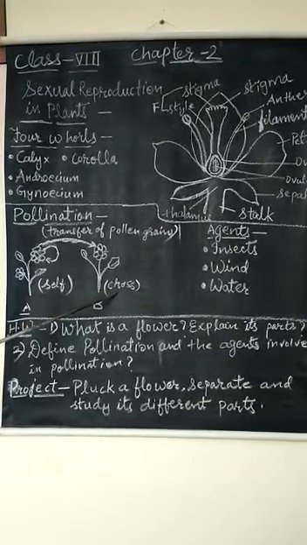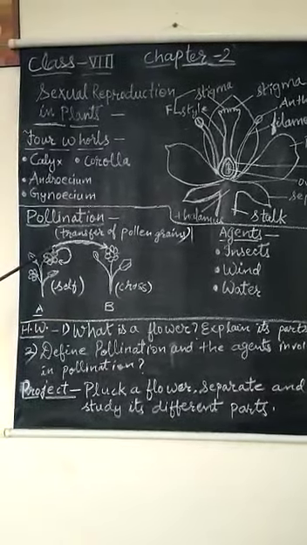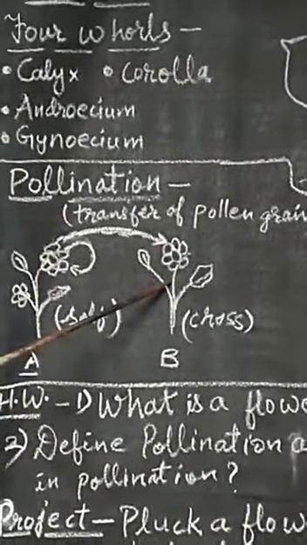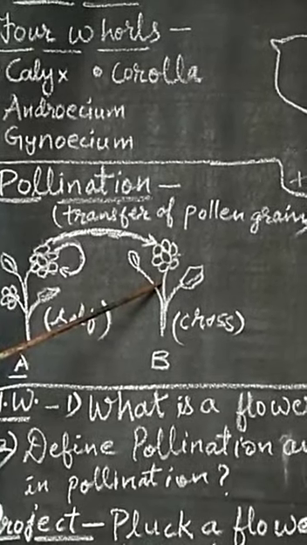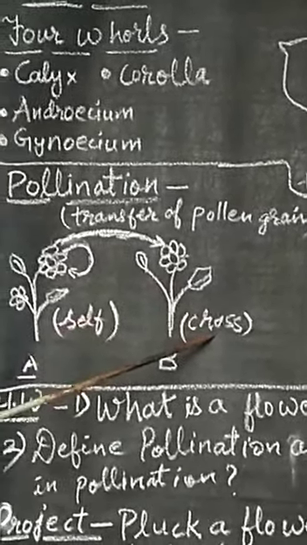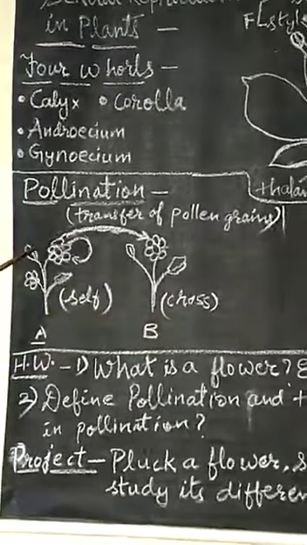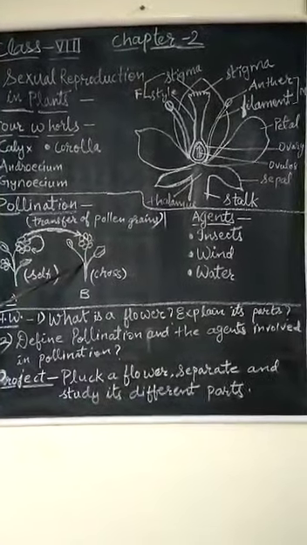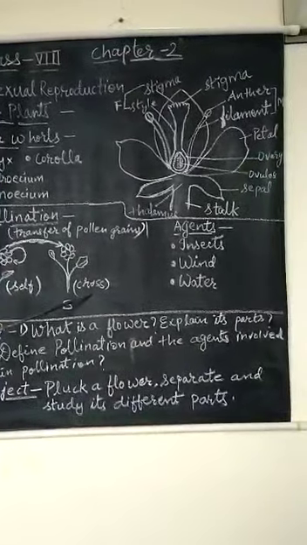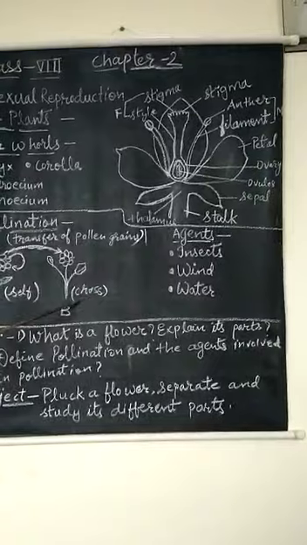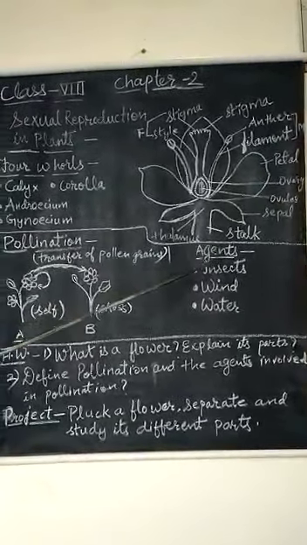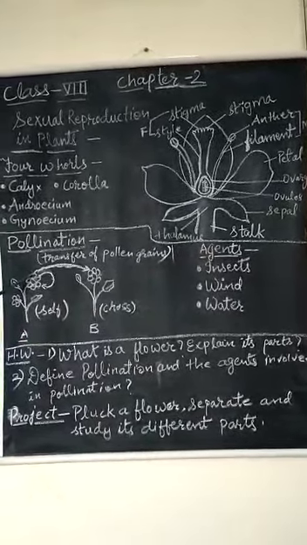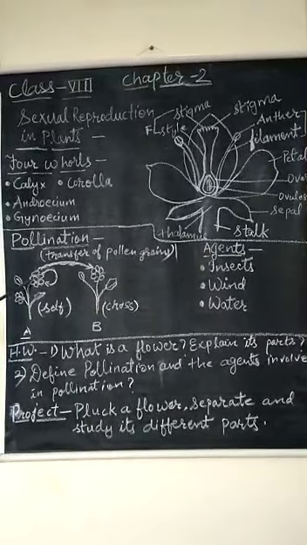Now next is cross-pollination. When the transfer of pollen grains occurs from one flower to another flower of a different plant but of the same species, that is called cross-pollination. There will be transfer of pollen grains between two different plants of the same species. That's why for cross-pollination some agents are needed. These agents help in the transfer of pollen grains from one plant to a different plant.